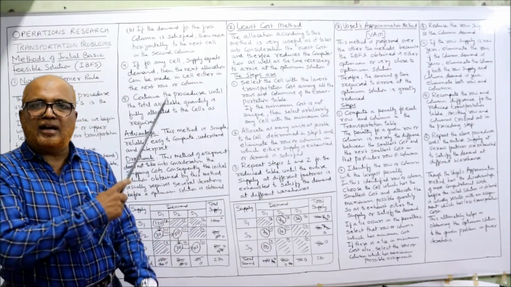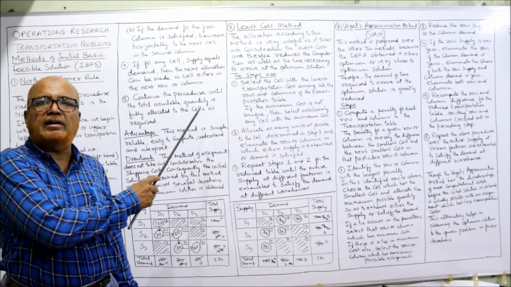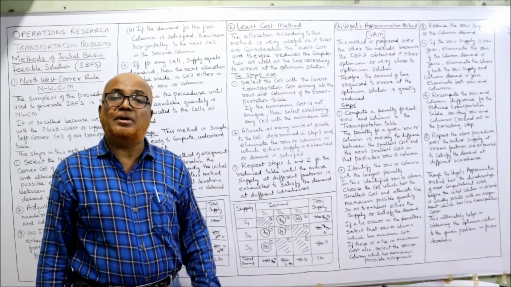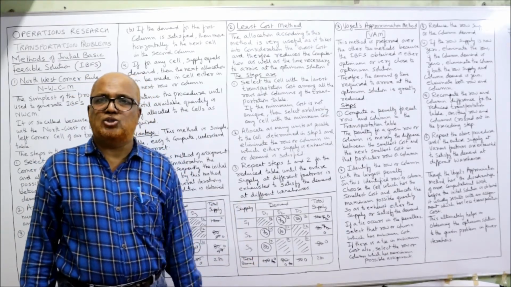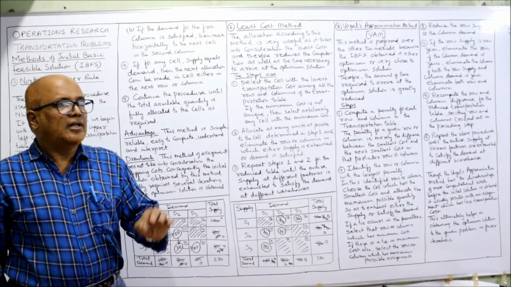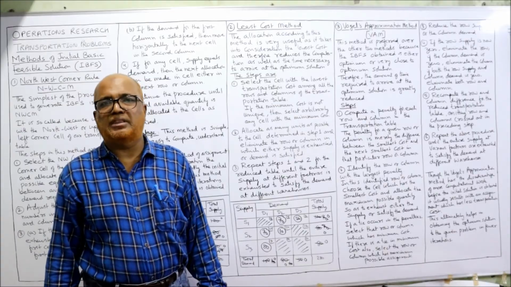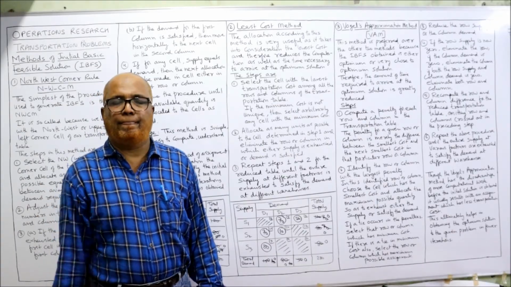If we take 10 iterations in northwest corner rule, only 5 iterations are required in least cost method. But still, it is time consuming. Then which is the most important method? The most important method is called Vogel's approximation method. Simply we call it as VAM.